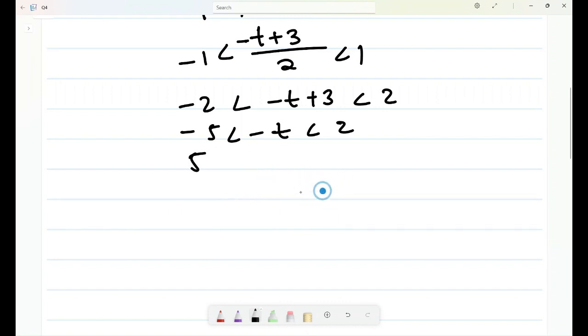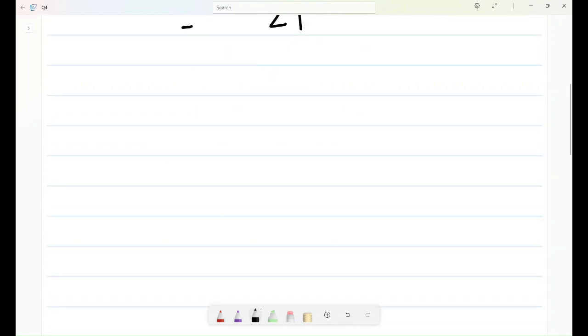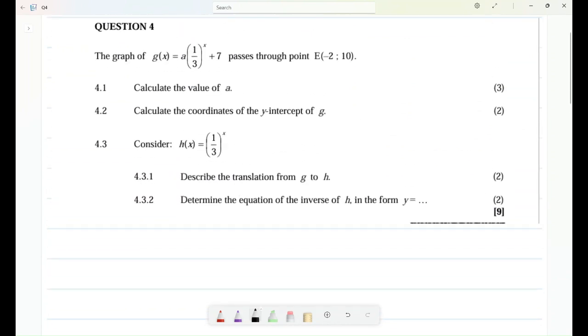So let's move on to the exact question for question 4 here. Question 4. It says the graph of g of x, which is equal to a into 1 over 3 to the power of x plus 7, passes through a point E. Calculate the value of E.